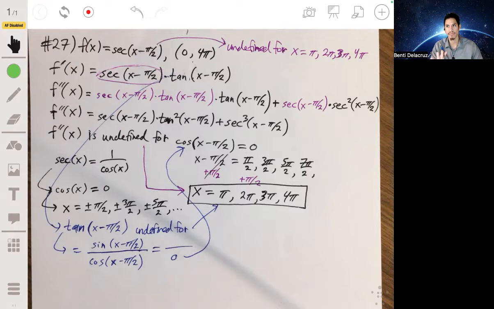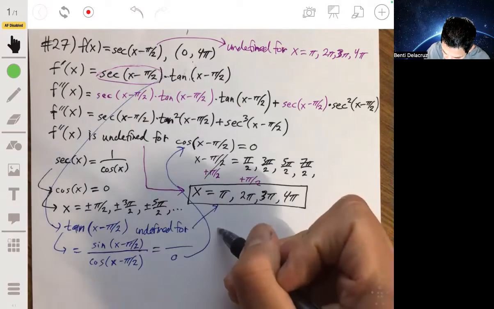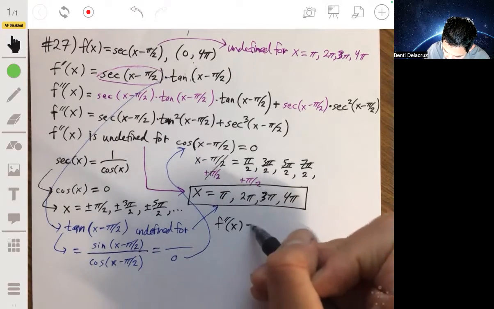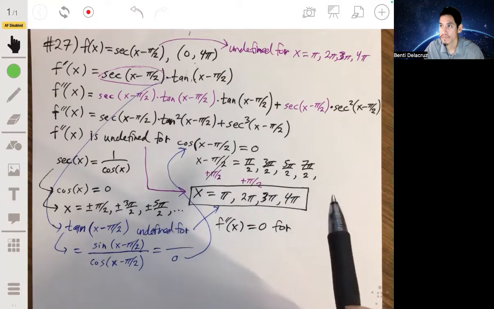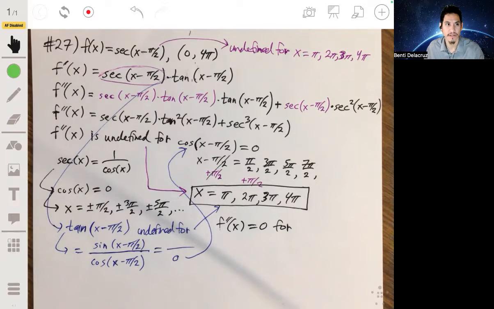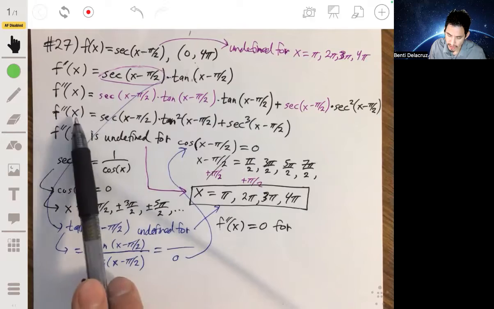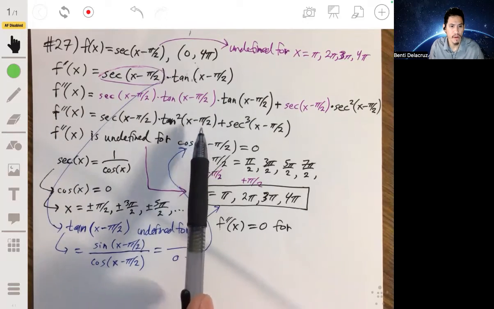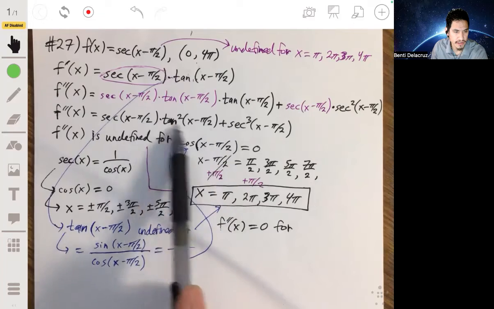Now the other part, the fun's not over yet. We have to look where the second derivative is equal to 0. F double prime of x equals 0 for, now let's think carefully. We have to find any possible values that will make this equation equal to 0. So let's make this a little easier to work with.